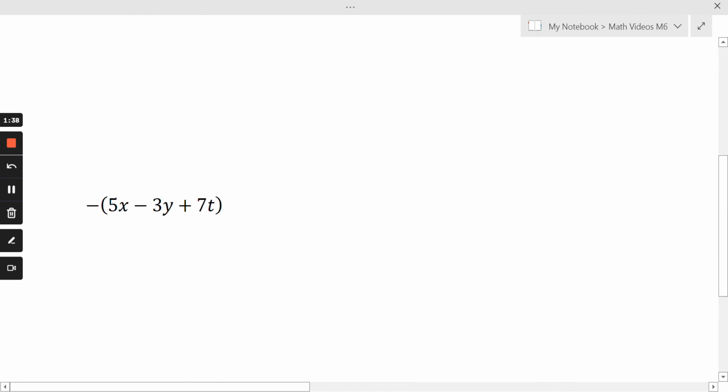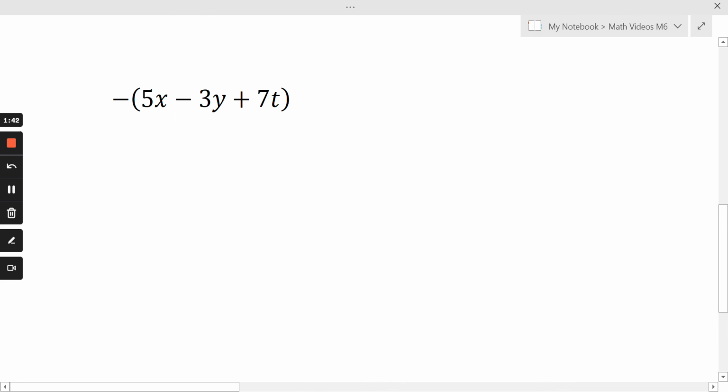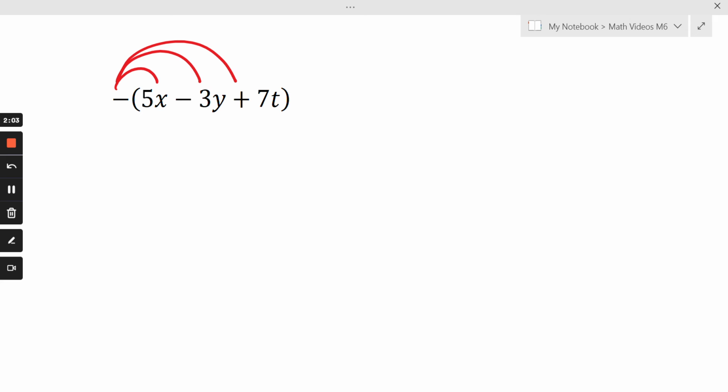Looking at the next example, this doesn't have a number in front of the parentheses. Now, technically, there's always a negative 1 in front that we're multiplying inside, but the 1 is not going to change the values of the coefficients. So that negative is going to be distributed to each part of my parentheses.